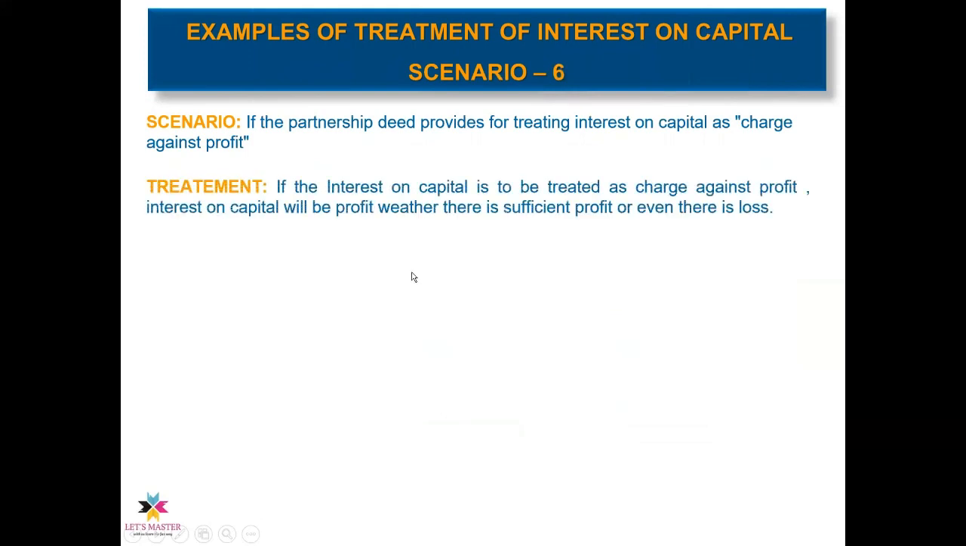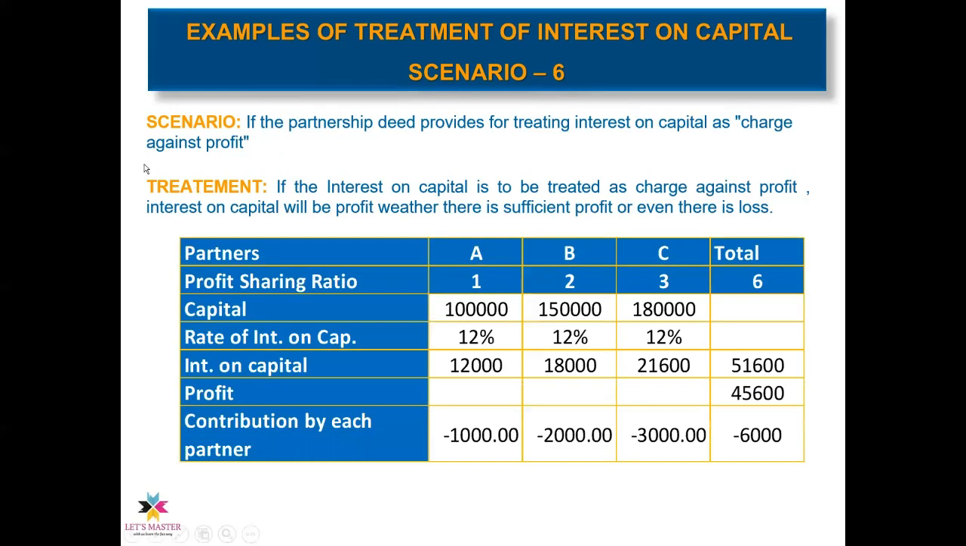Coming to scenario number 6, the partnership deed provides for interest on capital, and it is mentioned very clearly in the partnership deed that it would be considered as charged against profit. Then what will happen? If the interest on capital is to be treated as charged against profit, full interest on capital will be provided whether there is sufficient profit or even losses.